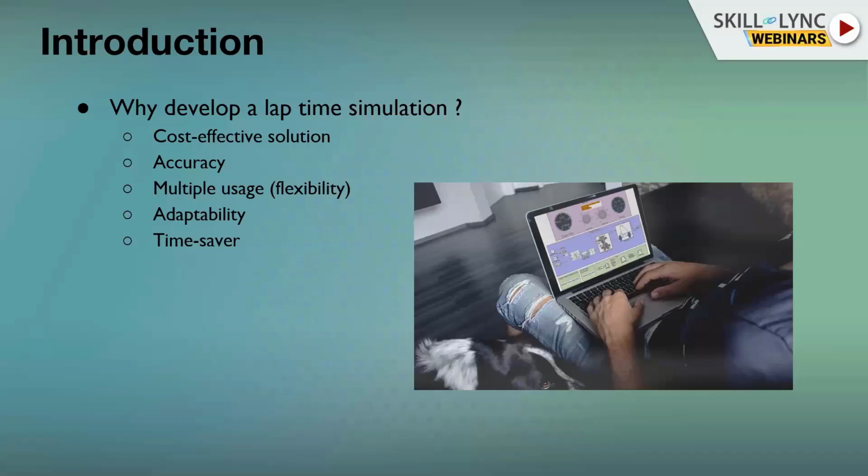And finally, Laptime simulation is also a time saver, because you can run simulations during the night and then check the data or work around it during the day. So it's really also a time saver solution.